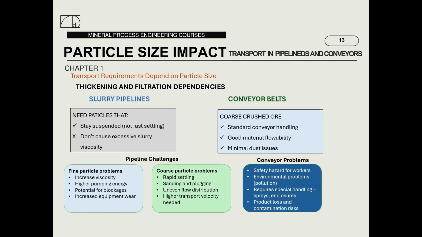Transport of materials via pipelines and conveyors depends on particle size characteristics. For slurry pipelines, particles must stay suspended without causing excessive viscosity, which can increase pumping energy and risk blockages. Conveyor belts handle coarse crushed ore well, ensuring good flowability and minimal dust. Challenges include managing slurry viscosity in pipelines and preventing material flow issues and dust generation on conveyors. Proper particle size control ensures efficient, safe, and environmentally sound material transport.